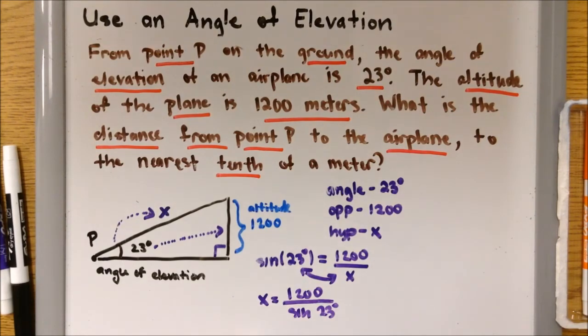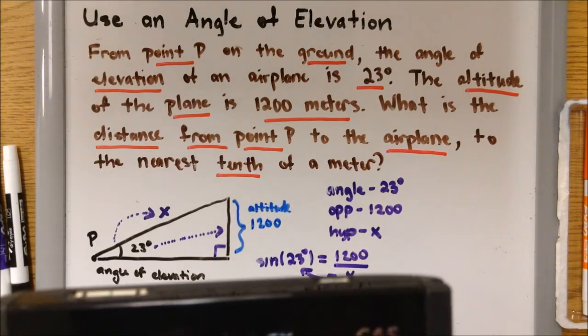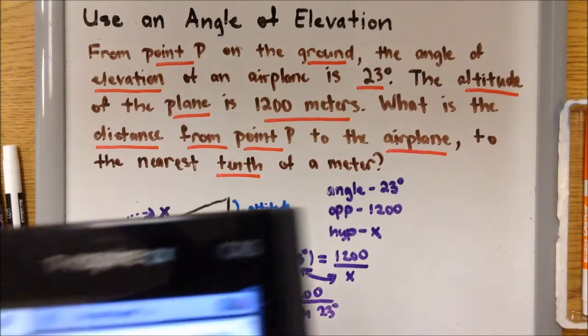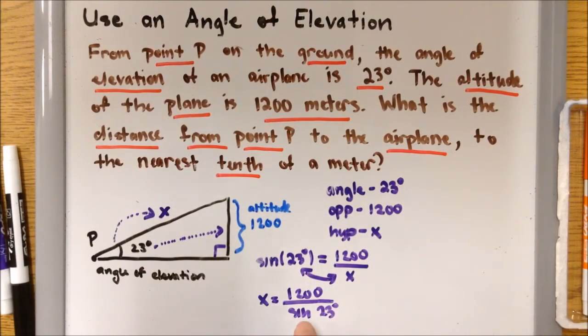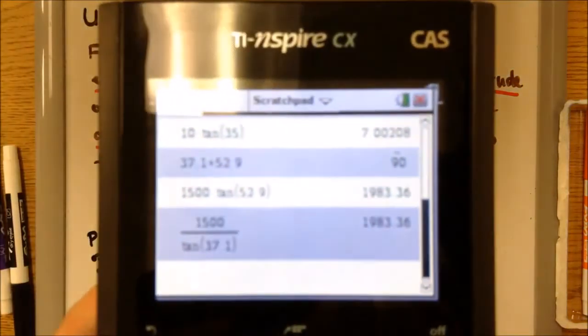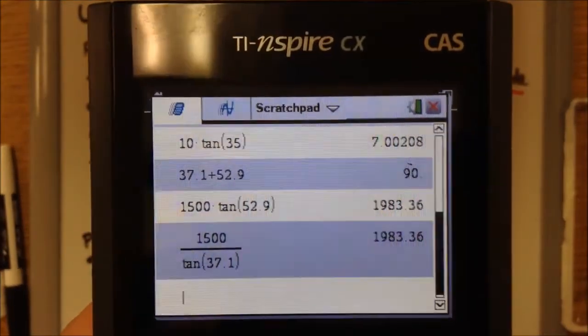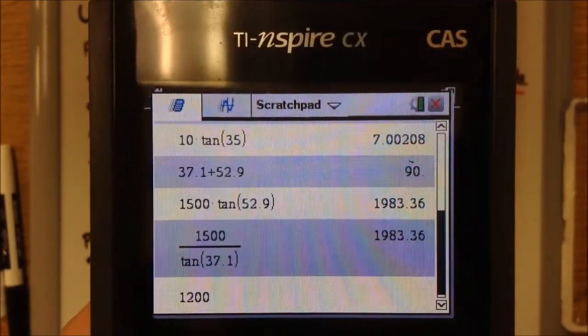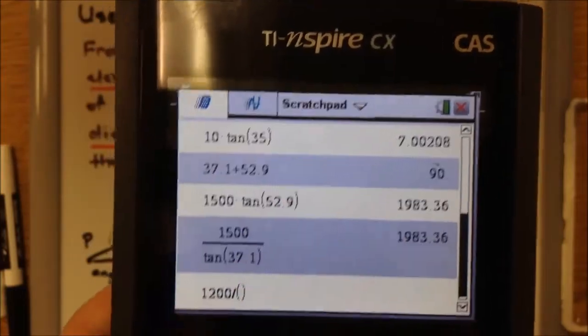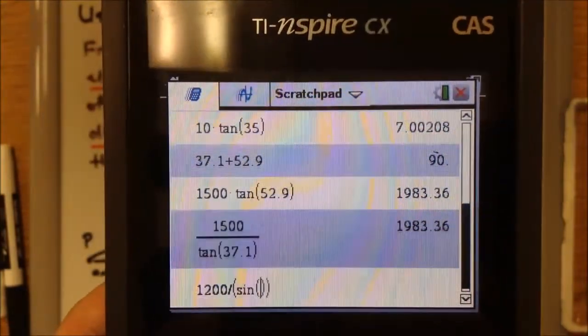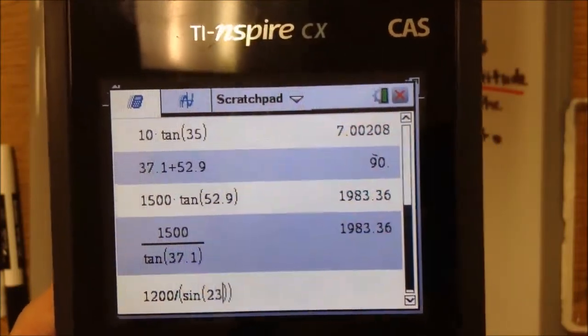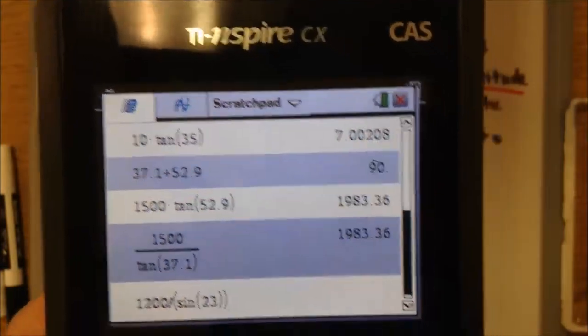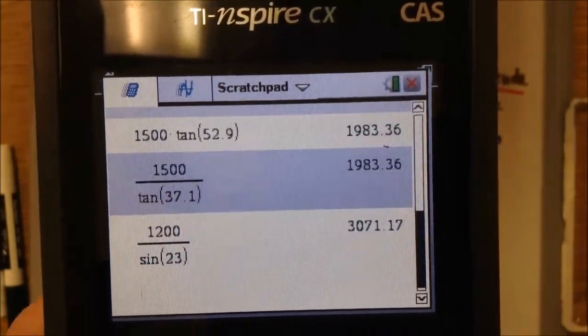Now, in the event you get the value of x wrong but your setup was correct, you still get partial points. Alright, going to calculate. Again, make sure you're in degree mode because we're working with degrees. So here's what we're going to type in: 1200 divided by sine of 23 degrees. Go into calculator mode, put 1200 divided by parenthesis, trig, sine, then 23 degrees, exit out of the parenthesis, control enter.